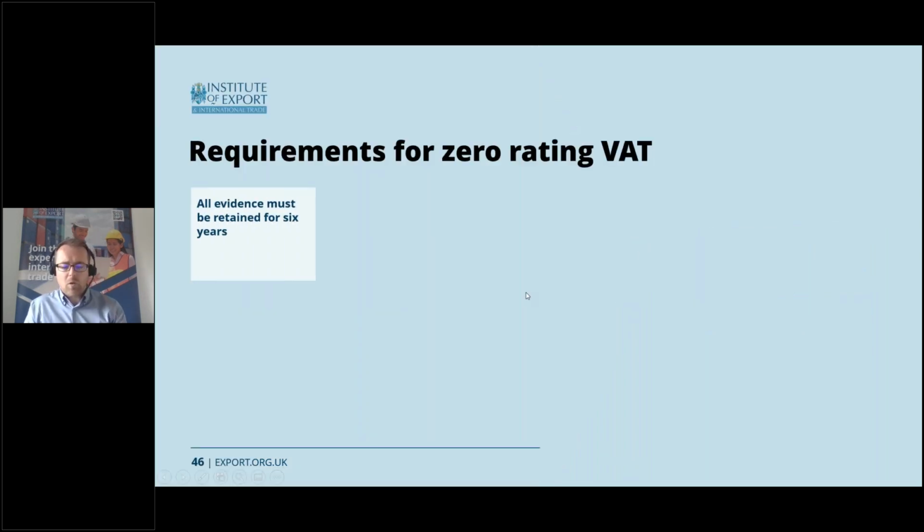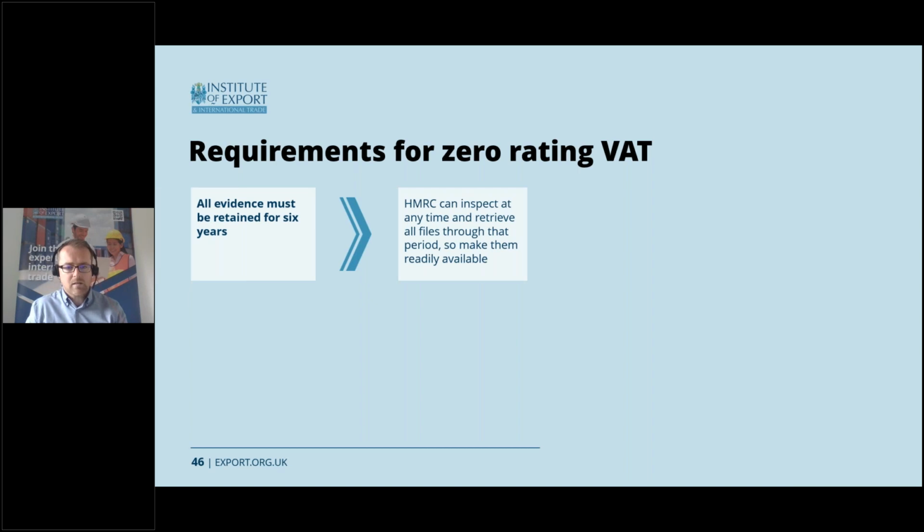So requirements then for zero rating VAT, all evidence must be retained for 6 years. Any supporting documentation for that export transaction. HMRC could inspect at any time and would expect that information to be readily available. So we have to be preparing those documentation packs for the consignment, have them ready should there be a request made to review those.